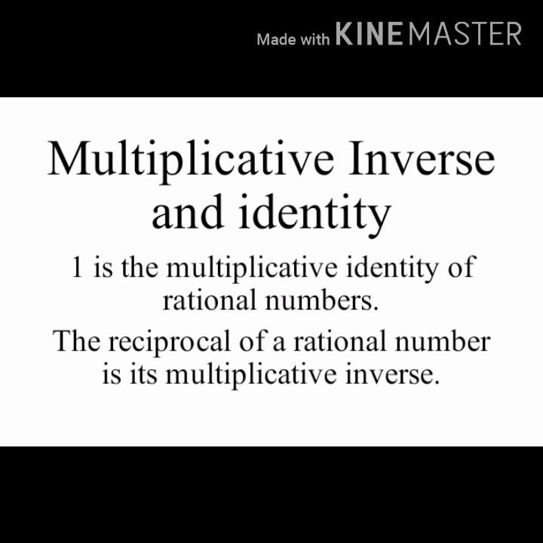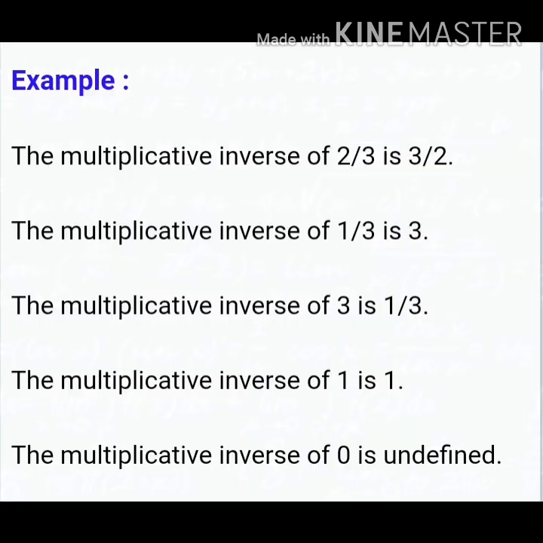First of all, the multiplicative identity. 1 is the multiplicative identity of the rational numbers. The reciprocal of a rational number is its multiplicative inverse. Now let's see different examples of multiplicative inverse that are given over here. First of all, 2 over 3. The multiplicative inverse of 2 over 3 is 3 over 2. The multiplicative inverse of 1 over 3 is 3. And the multiplicative inverse of 3 is 1 over 3.